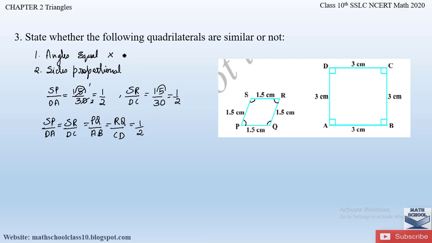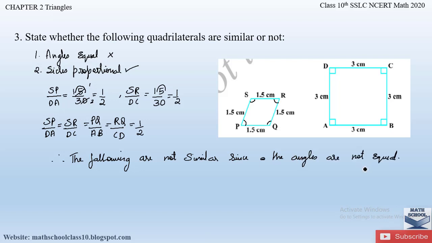But the angles are not equal, while the sides are proportional. Therefore, we can say that the quadrilaterals are not similar since one condition is not satisfied and only one condition is satisfied. Therefore, the following quadrilaterals are not similar since the angles are not equal. So this is how we solve this problem. We have completed the whole exercise, that is 2.1.